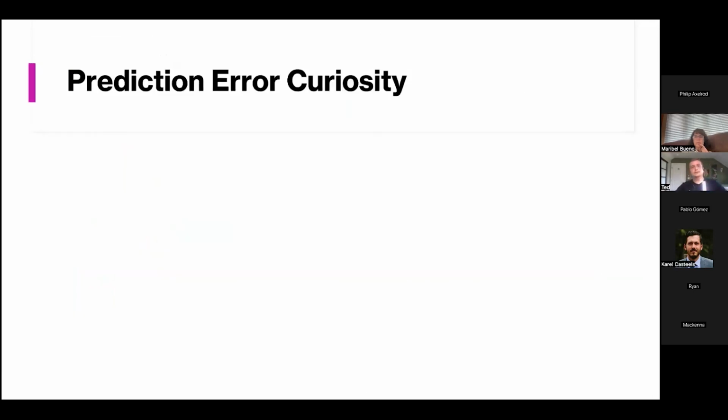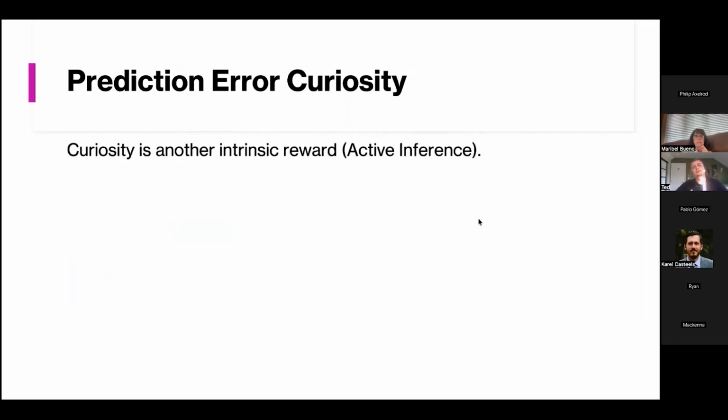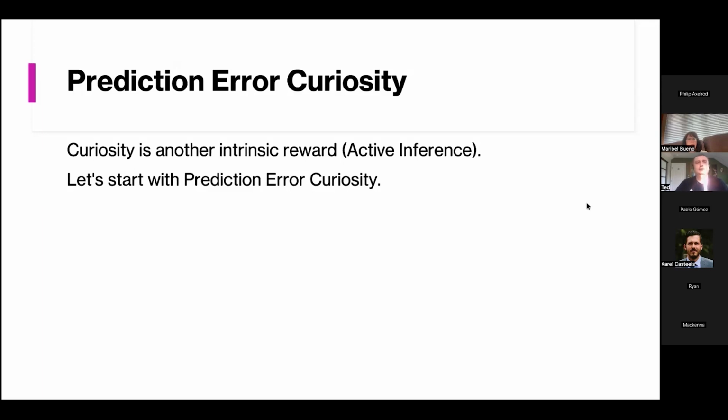Curiosity. We're going to start with a prediction error curiosity. It's easy to work with. But there's another intrinsic reward, curiosity, which is also called active inference. So control as inference was about randomness in control, randomness choosing actions. Active inference means that the duck is actually going to be choosing actions which it thinks will provide more information. That is curiosity. Prediction error curiosity. It's not that easy to understand, but I think it works.